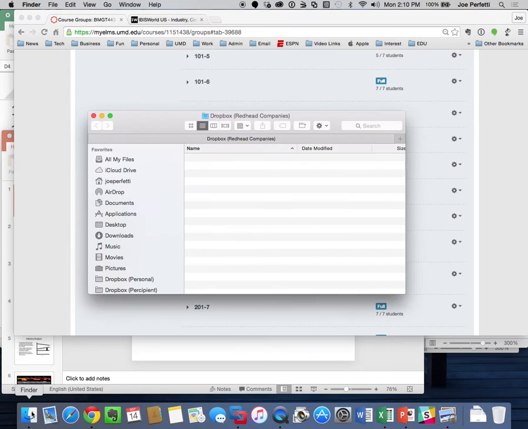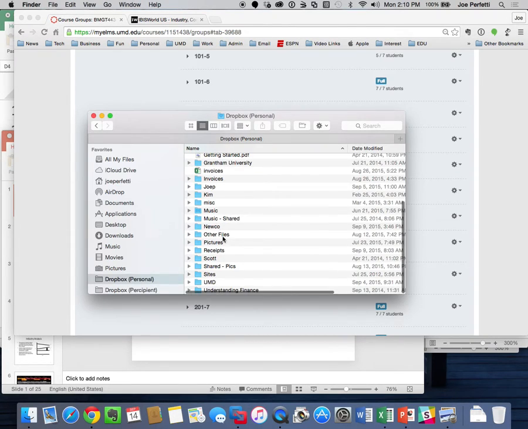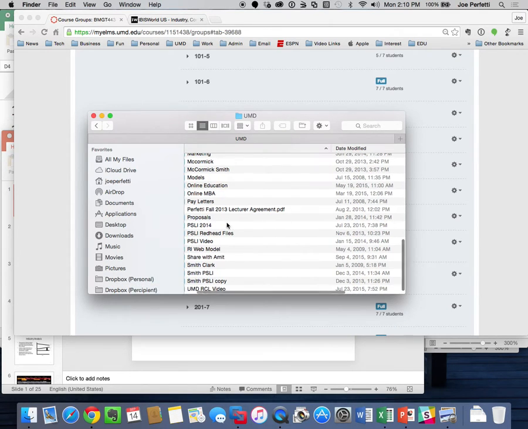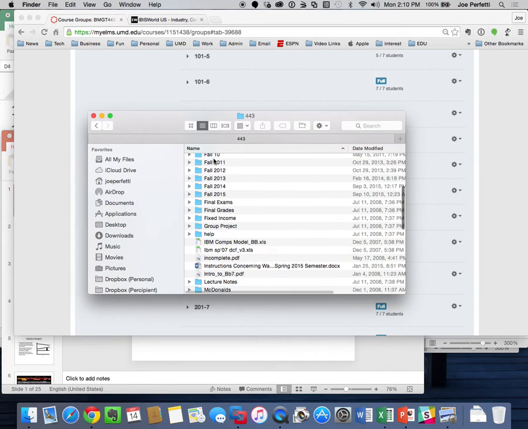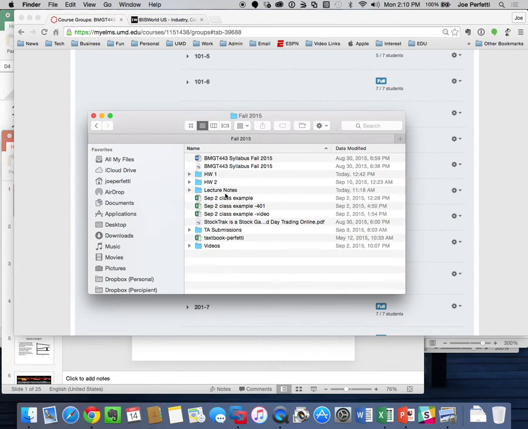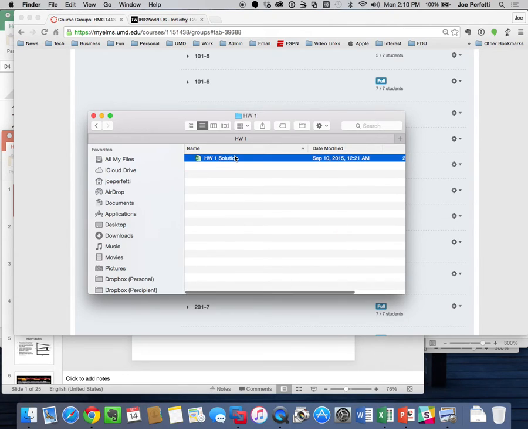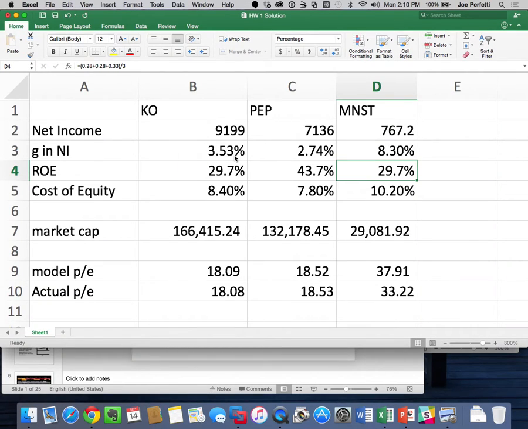All right, and then let's briefly talk about homework 1 and homework 2. So you should have completed both of those by now. I'll post the solution later today. But if I go here to homework 1, then you should have a solution file that looks something like this.